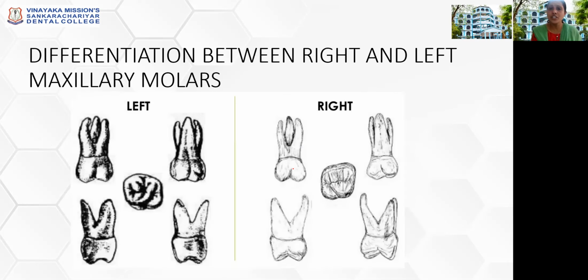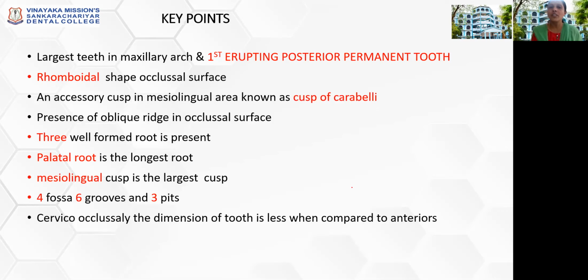So now how can we differentiate between right and left maxillary molars? Based on the oblique ridge and the buccolingual dimension, which is greater in the mesial aspect, based on these 2 features only, we'll be able to differentiate whether it is a right or a left maxillary molar. So coming to the key points.